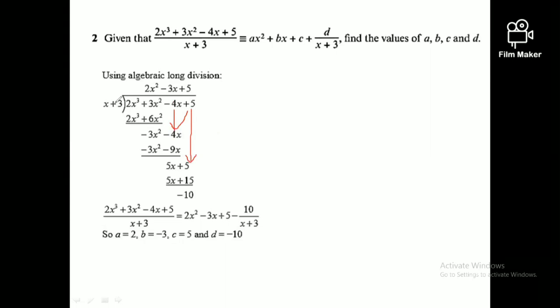Then see how many x terms there are for 5x. That is 5. 5 into x is 5x. 5 into 3 is 15. If you subtract, this is 0. 5 minus 15 is minus 10. With that, the full quotient is 2x squared minus 3x plus 5, plus the remainder minus 10 divided by x plus 3, or you can write plus minus 10 over x plus 3. With that you know that a is 2, b is minus 3, c is 5, and d equals minus 10. That is the answer for this question.